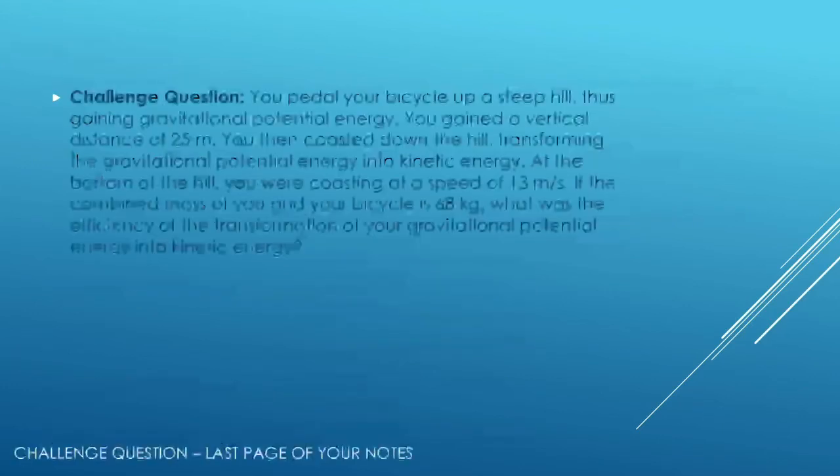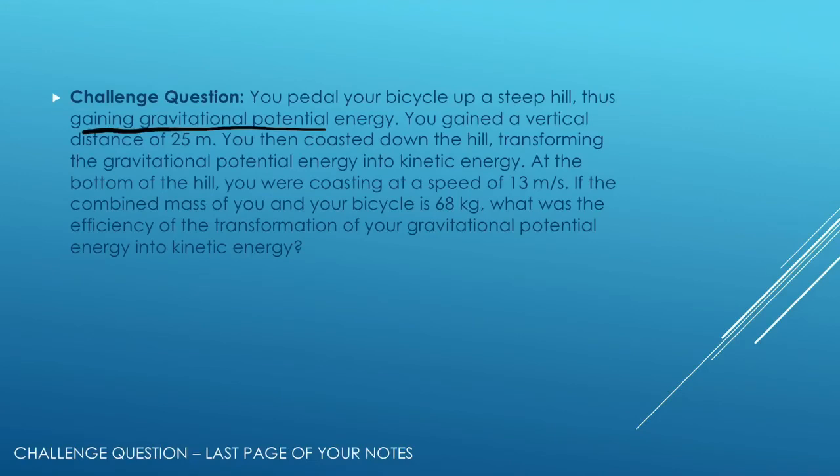So I'm not going to go over an example for that one because I just want to go over one challenge question. And then I'm going to be done talking, if you can believe it. Okay? So you pedal your bicycle up a steep hill, thus gaining gravitational potential energy. Okay, that's important. You gained a vertical distance of 25 meters, so you went up to a height of 25 meters. Then you coasted down the hill, transforming gravitational potential energy into kinetic energy. Okay, so at the bottom of the hill, you're coasting at a speed of 13 meters per second. And then the combined mass of you and your bicycle is 68 kilograms. What was the efficiency of the transformation of your gravitational potential energy into kinetic?